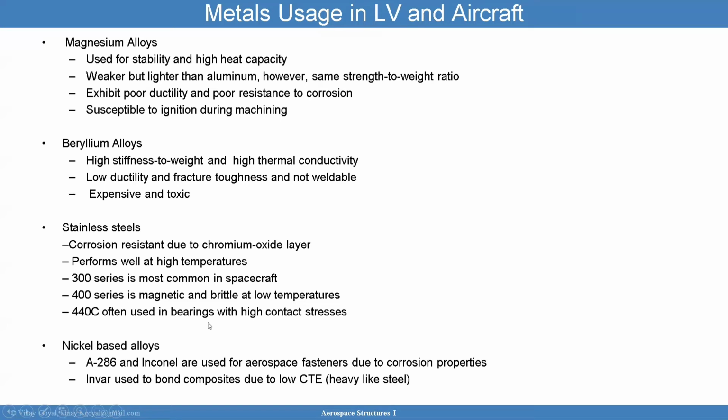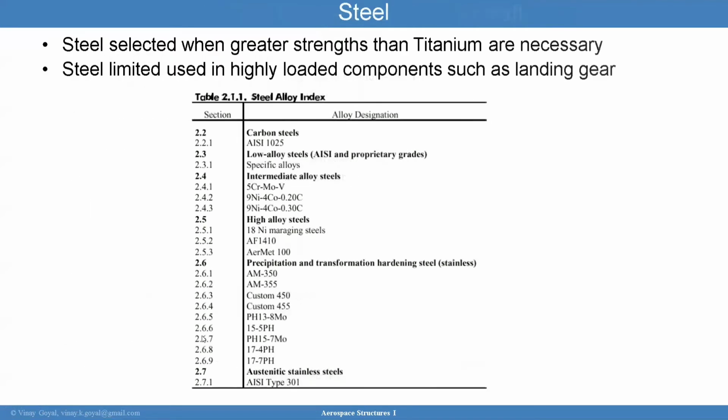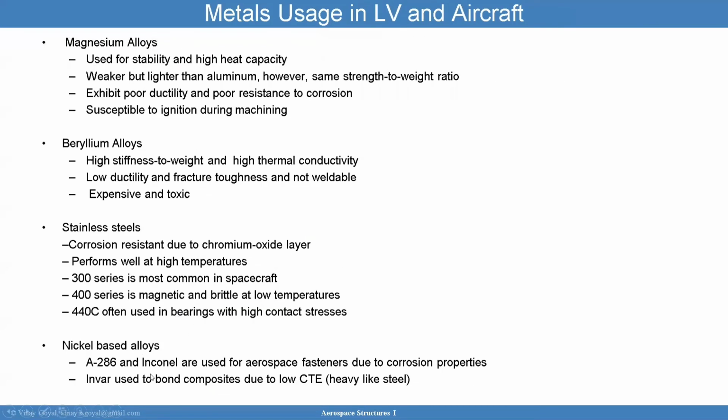440C is often used in bearings because it has high hardening, and it does very well for high contact stresses. The nickel-based alloys, they use a lot of A286 and Inconel for aerospace fasteners due to the corrosion properties. Invar is used to bond composites due to having a low CTE.